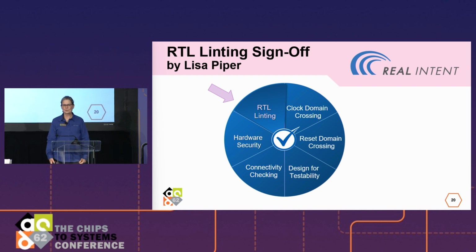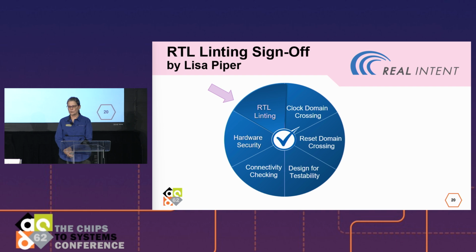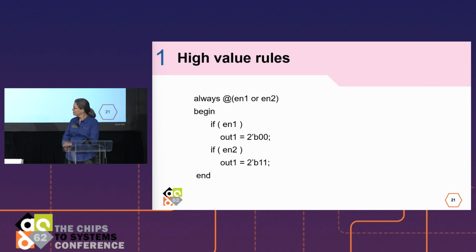Hi, I'm Lisa Piper. RTL linting is a fast and easy way to verify your coding rules. I'm going to share 3 key elements for an advanced RTL linting methodology. The first is to create high-value rules. So element number 1 is using high-value rules. Let's see how they can improve this RTL.